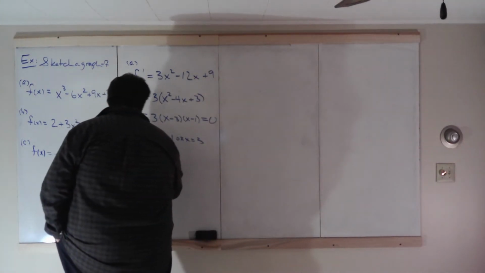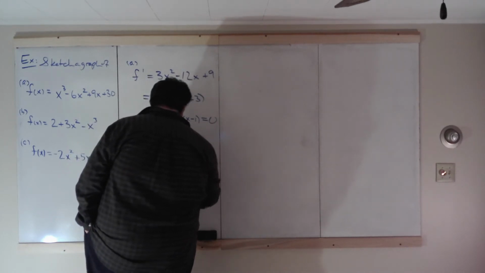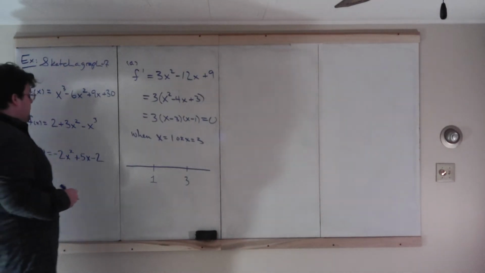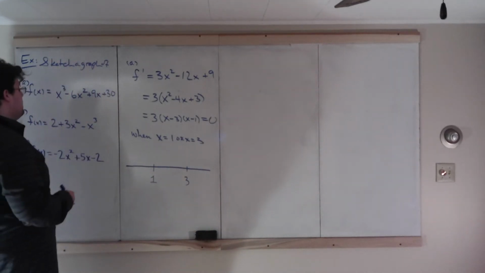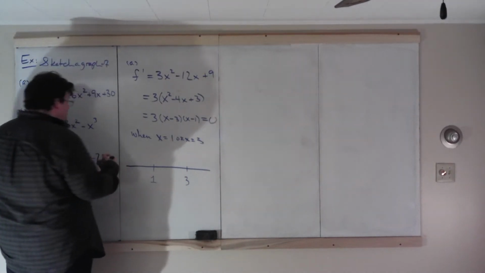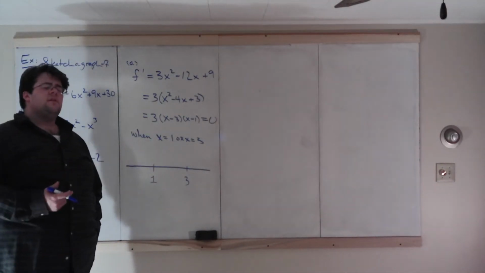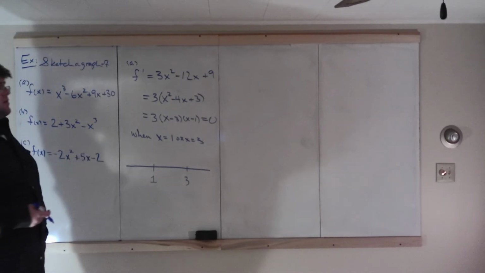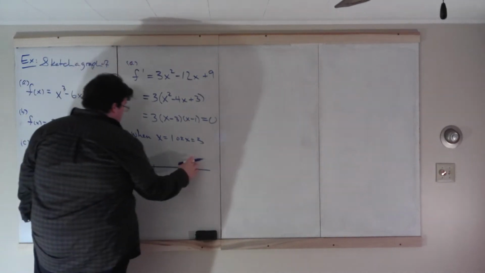Well, I like doing that with a number line. Mark off 1 and 3, and I'm going to write something. First of all, you can see we now have 3 intervals on the real number line, and I'm going to write something above each piece and below each piece. So what does the first derivative tell us? If the first derivative is positive, then the function is increasing. If the first derivative is negative, then the function is decreasing. So we need the sign of the first derivative in each piece.